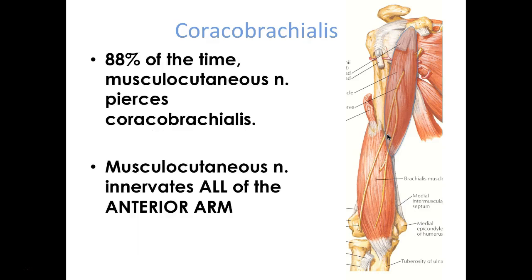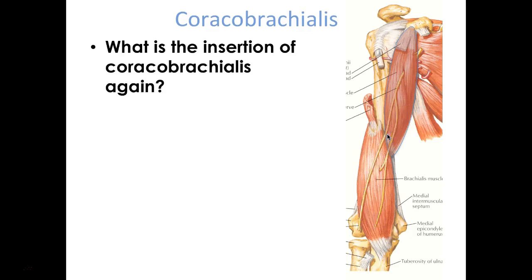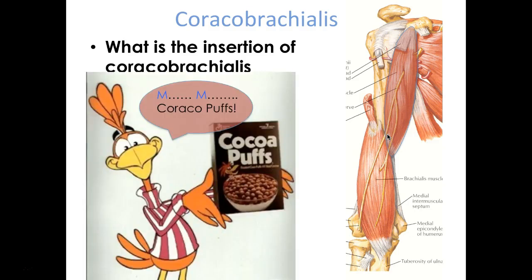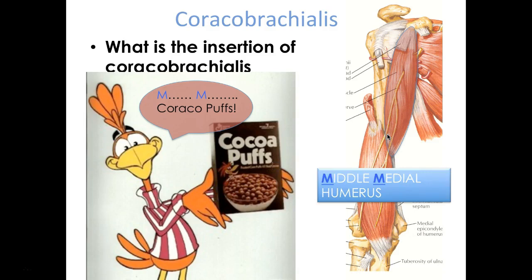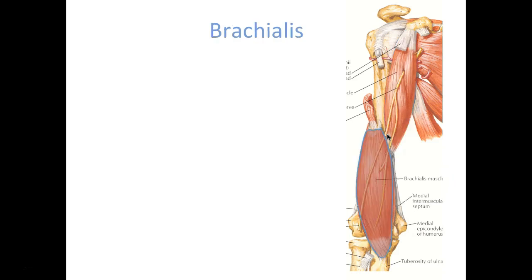This is saying how 88% of the time the nerve pierces this muscle. But if you were having a hard time and you wanted to memorize the insertion of coracobrachialis, I always remember coracopuffs. So M is for your middle medial humerus. Middle medial humerus, there it is.